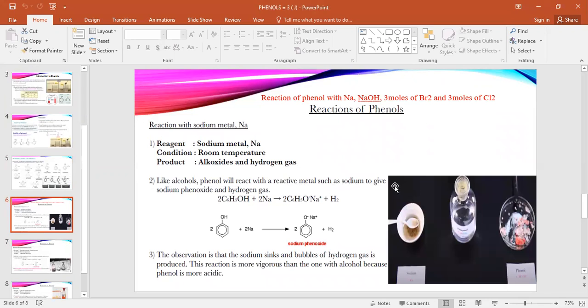We have the reactions of phenol with sodium hydroxide, with bromine, and with chlorine. We have 3 reactions of phenol. The first one, reaction with sodium metal. Reaction with sodium metal.